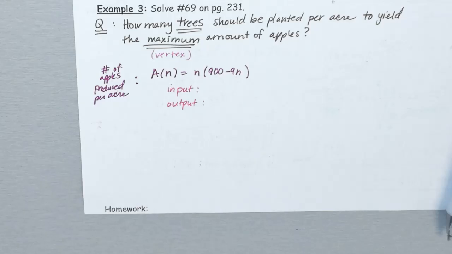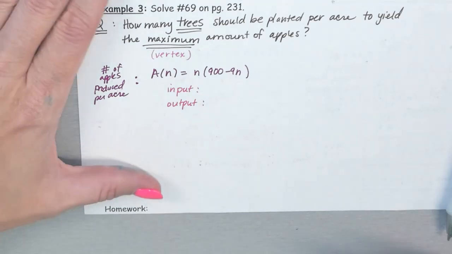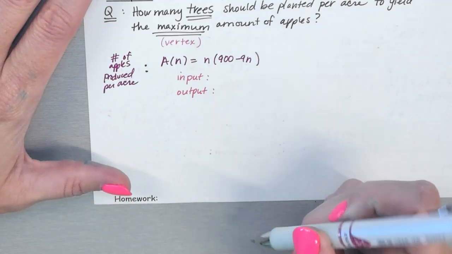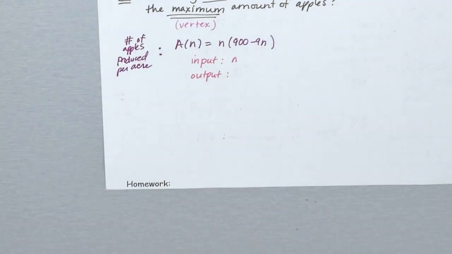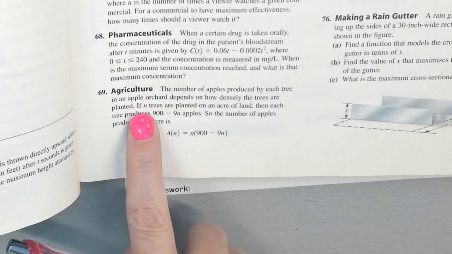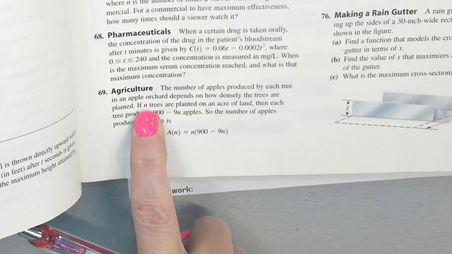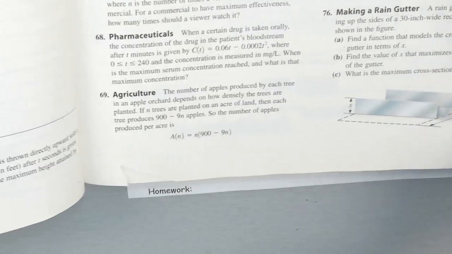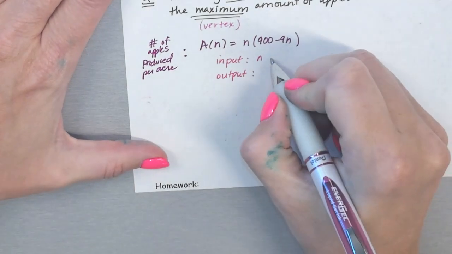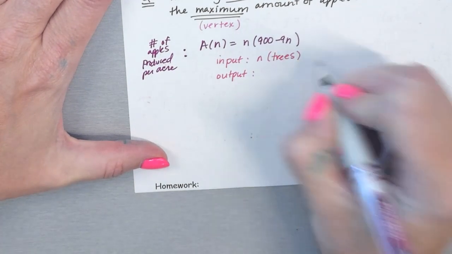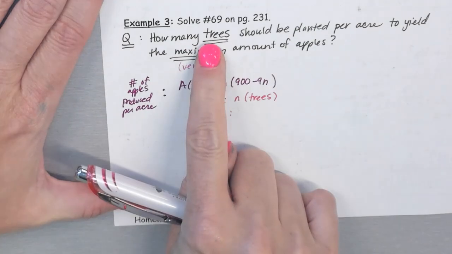Okay, so the input is what? What's your variable first? What's the input variable? N, okay? So if we look back, it says that the N value is the number of trees. So N is going to be the trees. And that just so happens to be what they asked us to find.